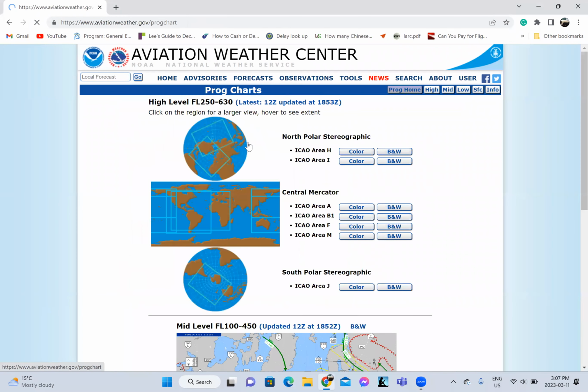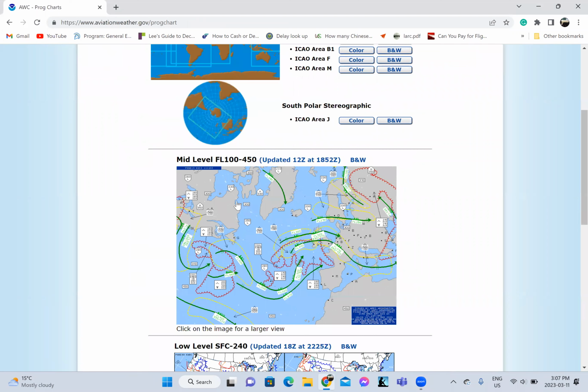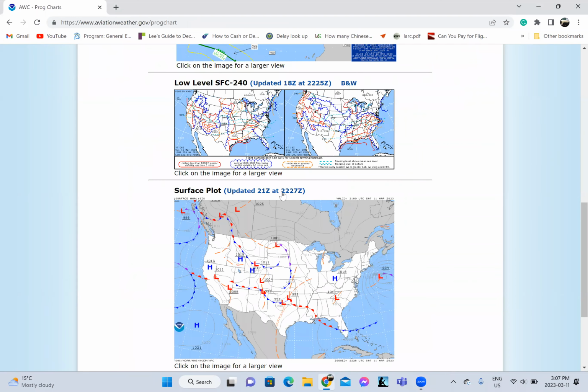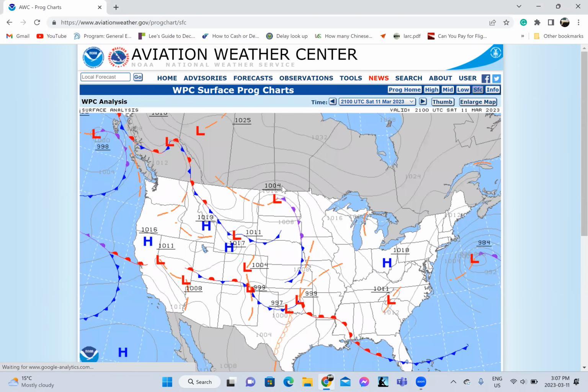Prog charts. This is the next one. And the one that I usually use is this surface plot, or surface analysis chart. It shows you where the low pressure is, the high pressure, as well as fronts. This is extremely helpful to see when bad weather is coming. So let's just go ahead and scroll through it.